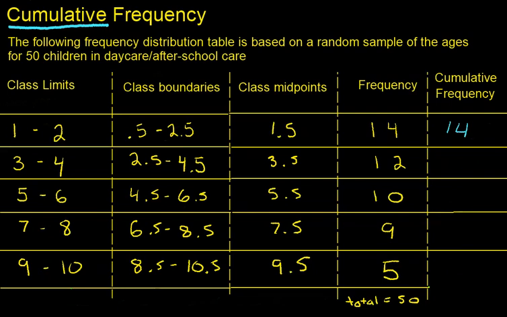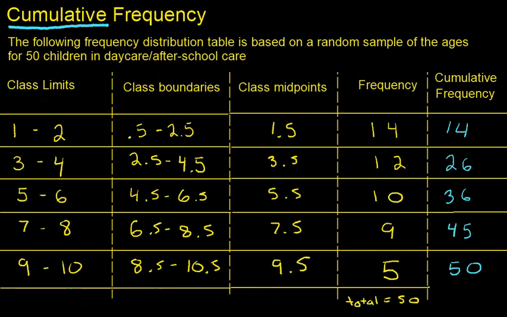So that would be 14 plus 12, which is 26. And we add on the 10. That'd be 36. Then we add on the 9, so that would be 45. Then lastly, we add on the 5. Now, where you stop should always be the sample size. This was 50 children, so good, we stopped on the sample size.